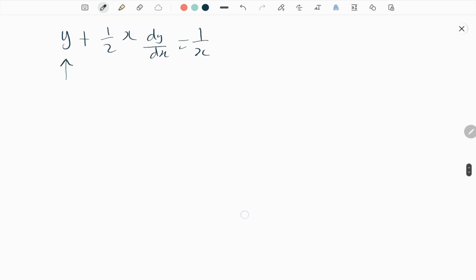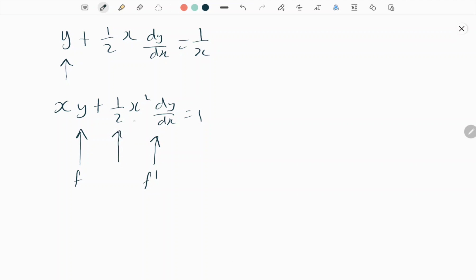But what we can notice is that if we multiply by x, we get xy plus a half x squared dy by dx equals 1. So now we've got a function, y, and its derivative over here. And over here we've got another function, and if you differentiate that, you get x.